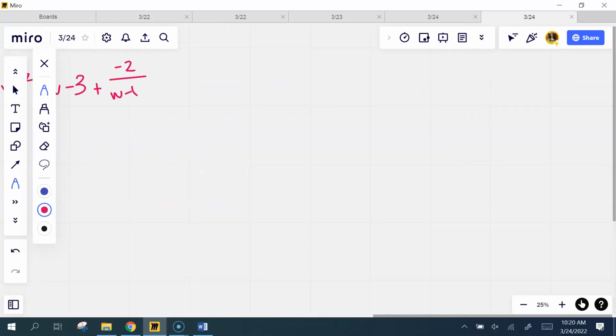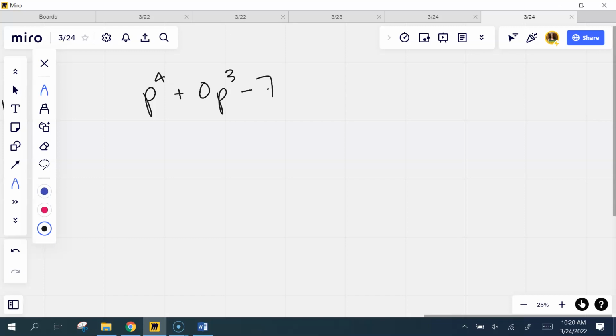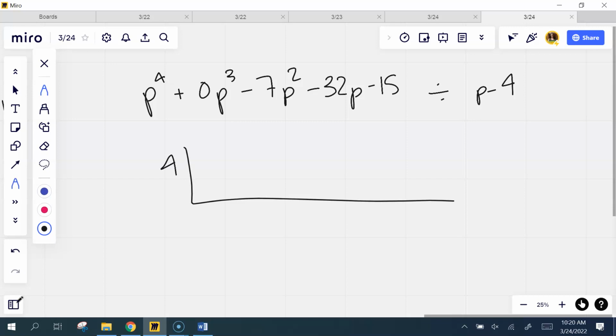Ooh, number 10 needs a placeholder. 2x to the third. I'm missing the x squared, so I'll put 0x squared here. Oh, that's okay. All right, p to the fourth. I don't have a p to the third, so I'm going to do a 0. Minus 7p squared minus 32p minus 15 divided by p minus 4. It's a lot of p's. 4 goes on the outside. What are the numbers inside?